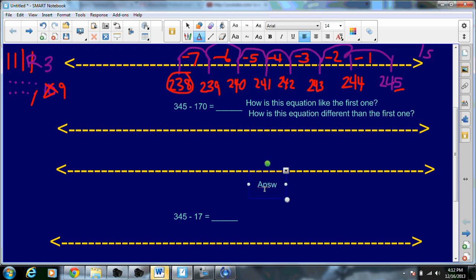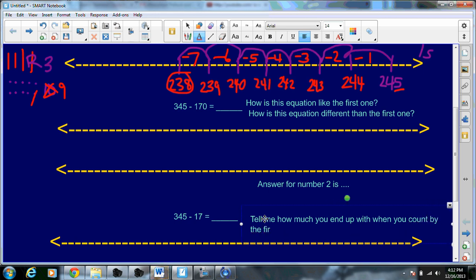I'm just going to put a dot, dot, dot so you can answer that. The answer for number 2 is what? For number 3, I don't necessarily want the answer. What I would like for you to do is tell me how much you end up with when you count by the first thing.